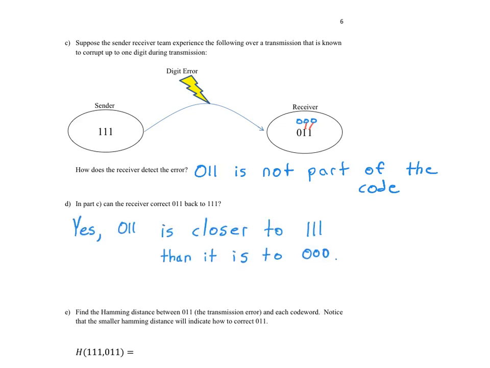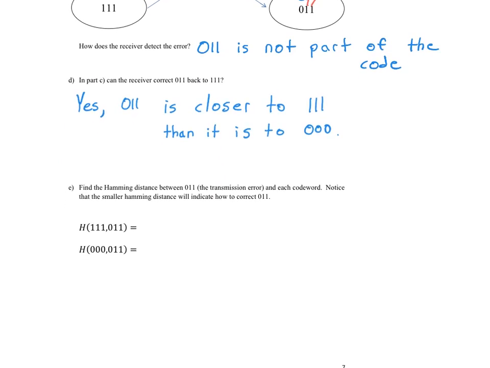And the way that we summarize this mathematically, this closeness, is with the Hamming distance. So we'll try to find the Hamming distance between the 2 possibilities. So the Hamming distance is 1 between what we received and all ones, and it's 2 between what we received and all zeros. And the idea is that the 1 is smaller. So the smaller number indicates how to do the error correction in the right way.